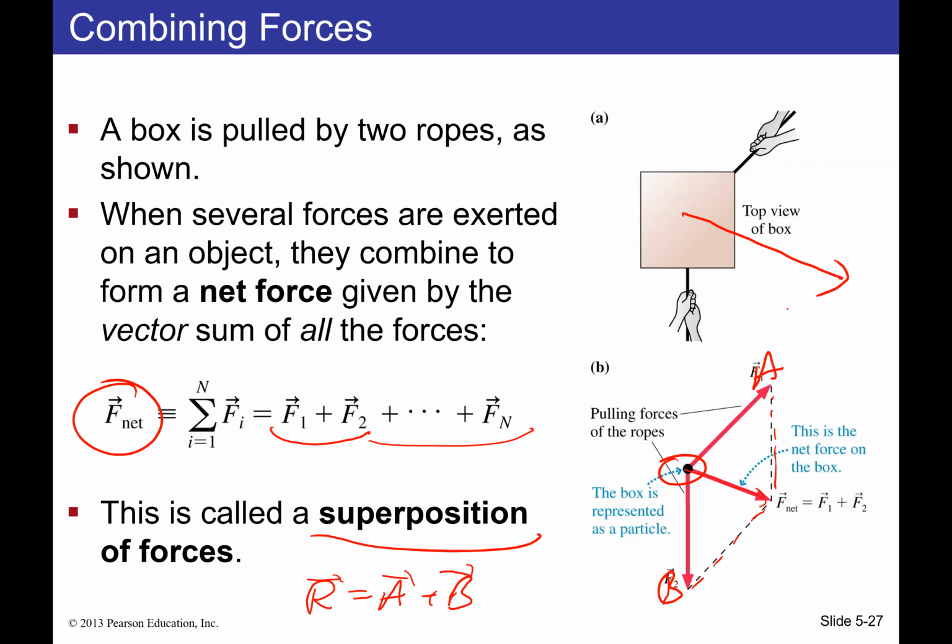And then we're going to see later on that force is what technically causes acceleration in the system. That means the system will be accelerating in the direction of F net.